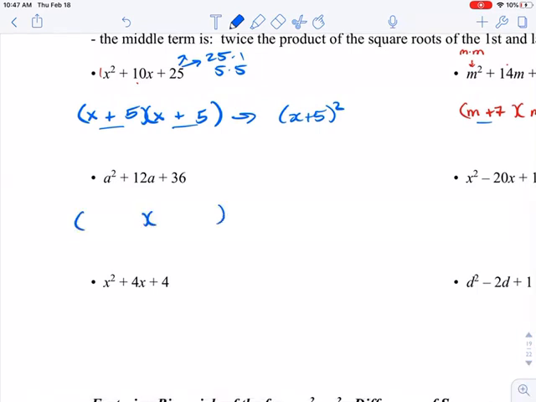So let's take a look at this one. A squared can only be a multiplied by a. 36 is going to be 6 and 6. Now the middle term is positive, so let's make both of those positive.